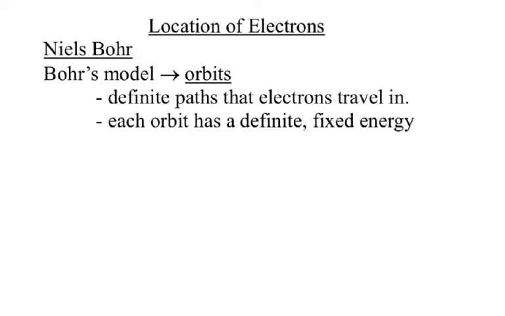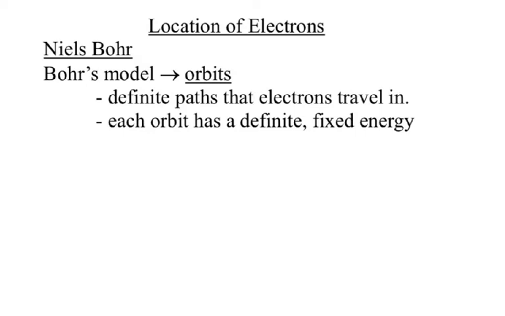One model called the Niels Bohr model, or the Bohr model, says that electrons travel in definite paths known as orbits. According to Bohr, each orbit has a definite or fixed amount of energy. So the electrons are in what we call energy levels. The energy level closest to the nucleus has the lowest amount of energy, and as you get further from the nucleus, the energy increases.